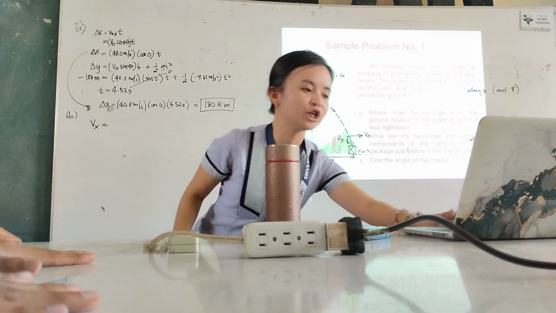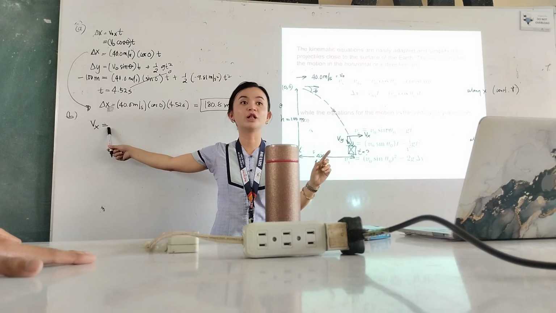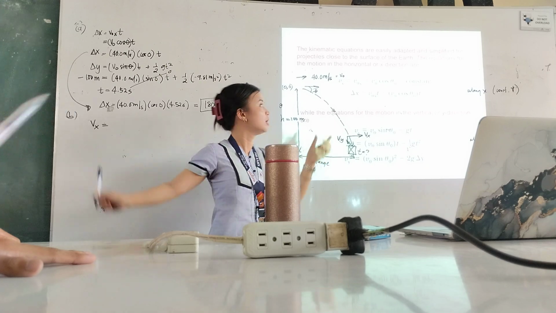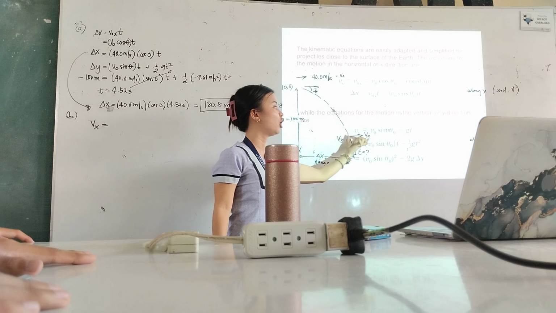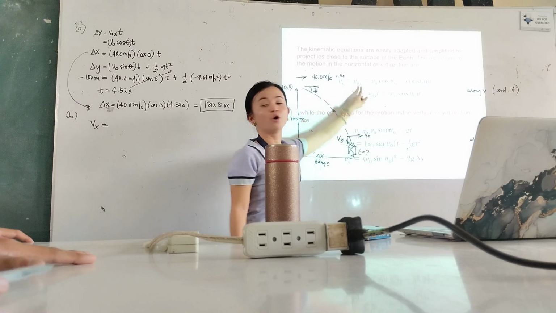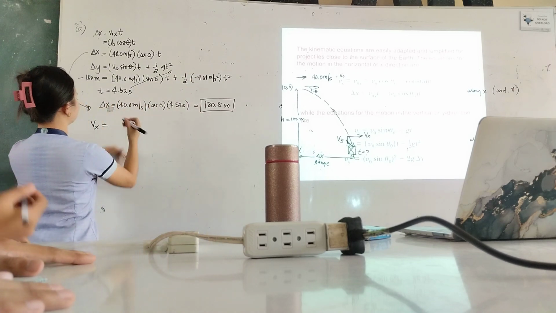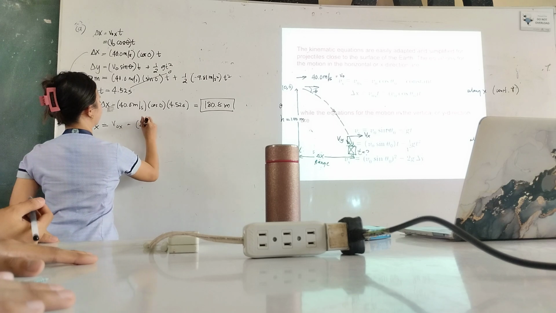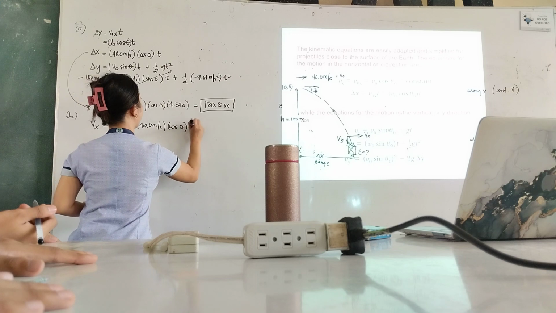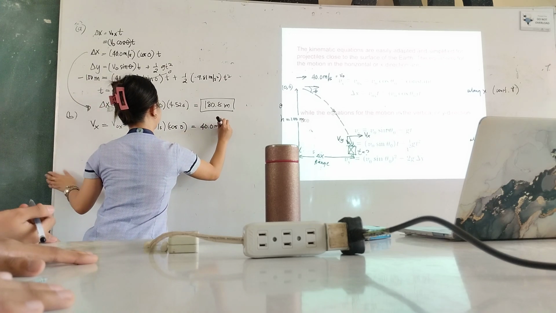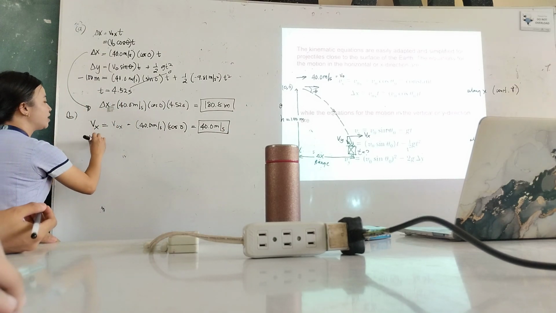Right, you have your equation. Vx is constant velocity, meaning the velocity along the x-axis is the same all throughout. So Vx is equal to V of x, V0 cos theta, which is 40 cos theta. It is 40 meters per second.